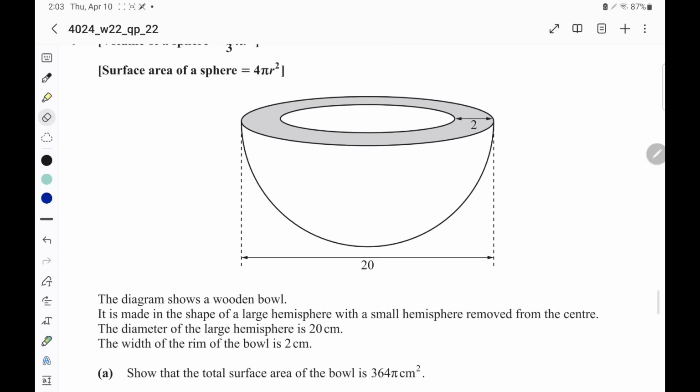Hello everyone. Today we are going to do the topic mensuration part 2.